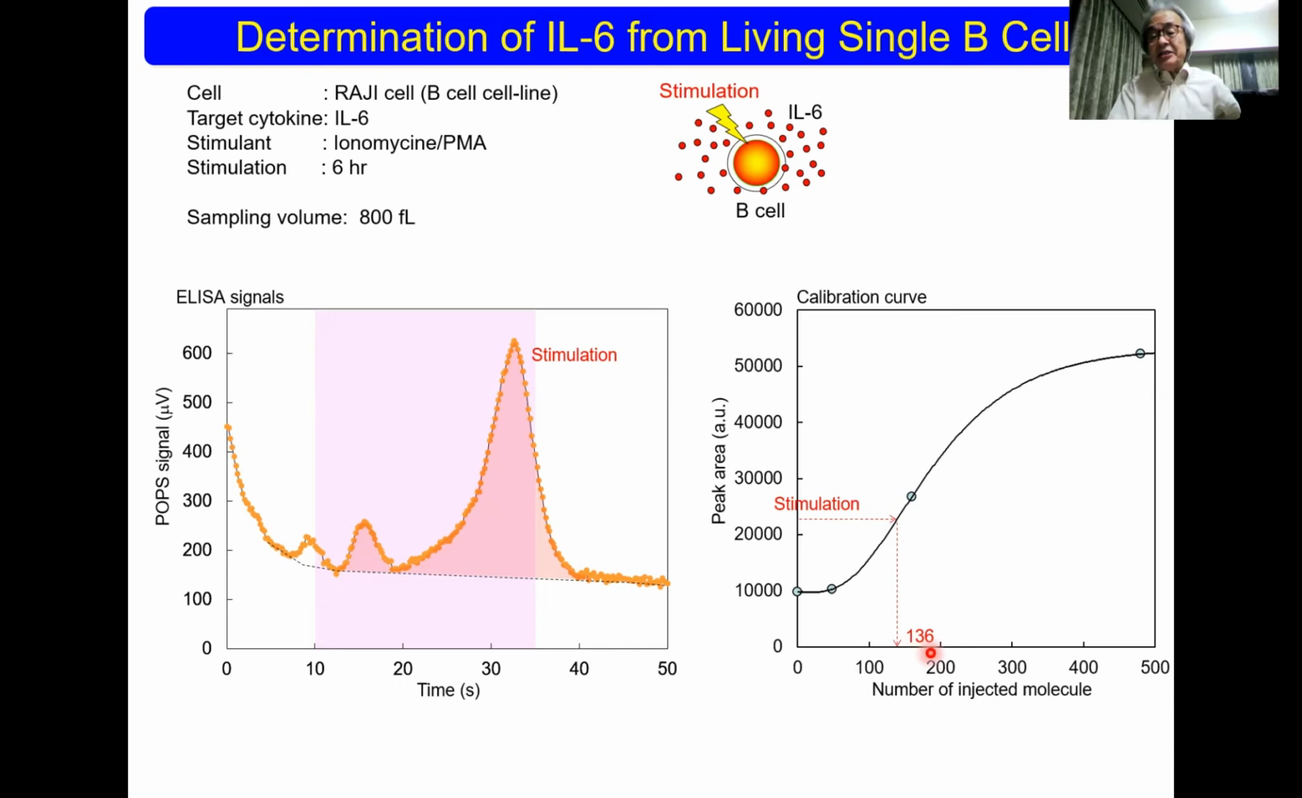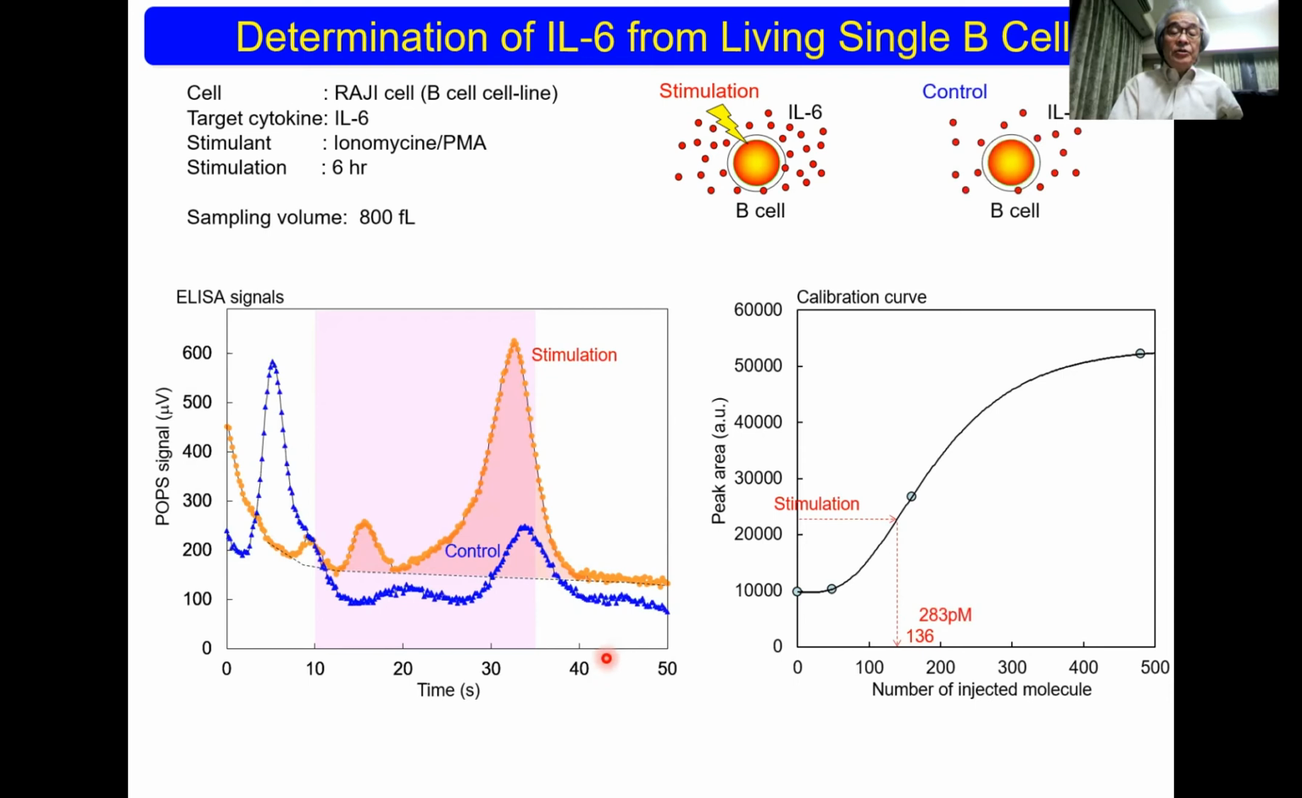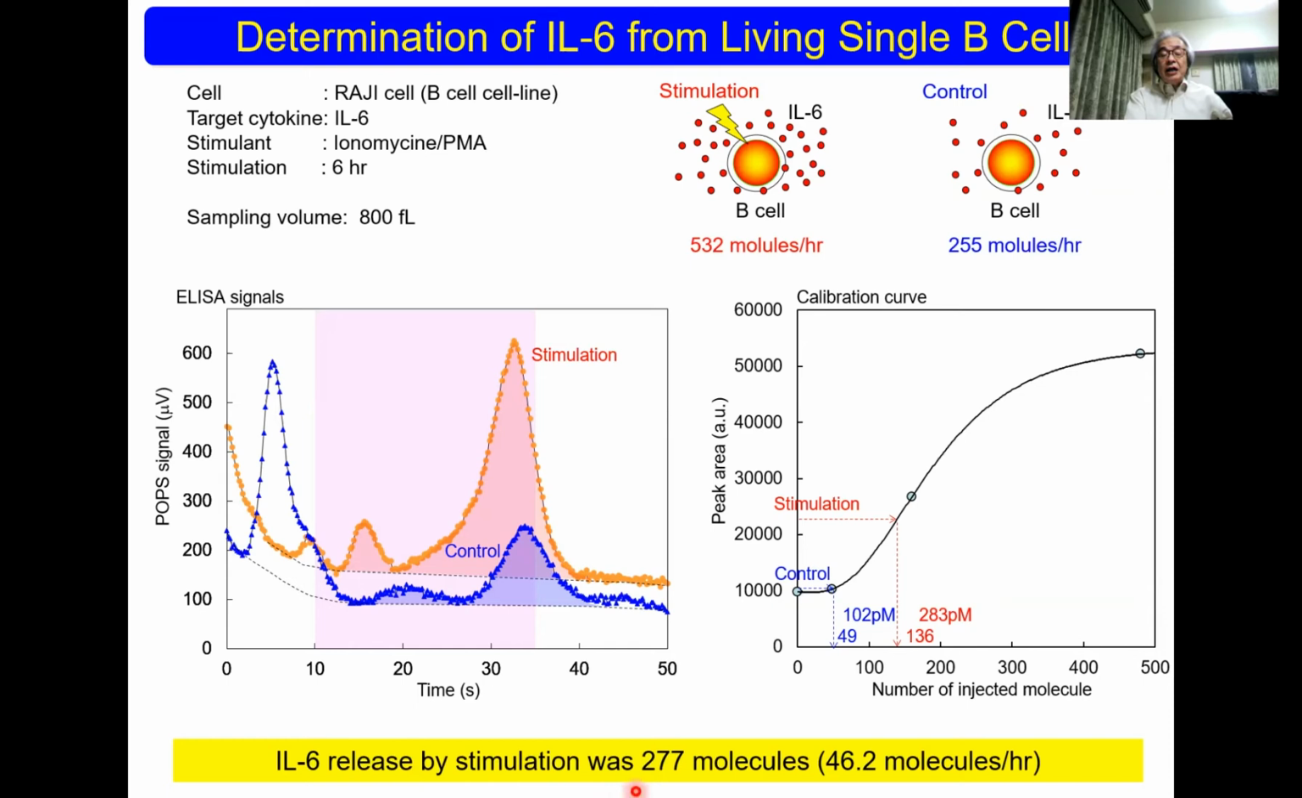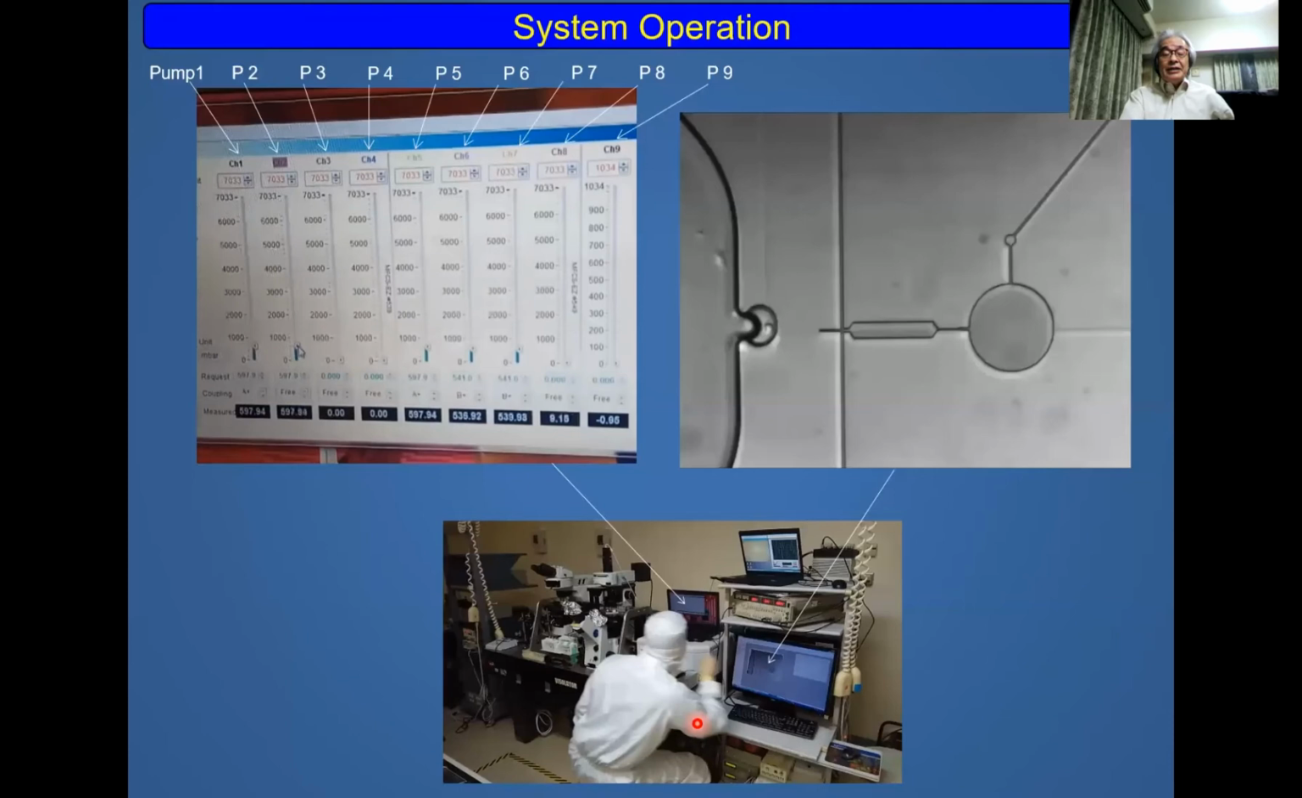And this is the control, so no stimulation. The signal is like this way, and the control is 49 molecules. So like this way, we have succeeded in single cell analysis at a countable number of molecules by using nanofluidics and the photothermal detector. And we conclude that this single B cell emitted 277 molecules during 6 hours of our stimulation. And this is our experiment setup.